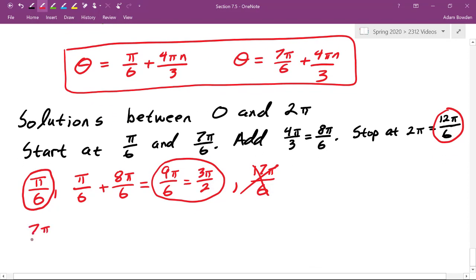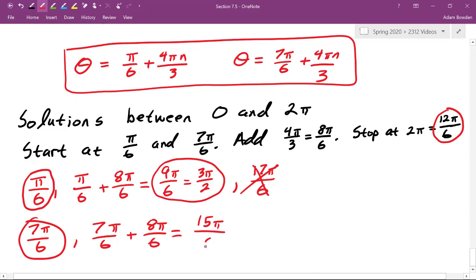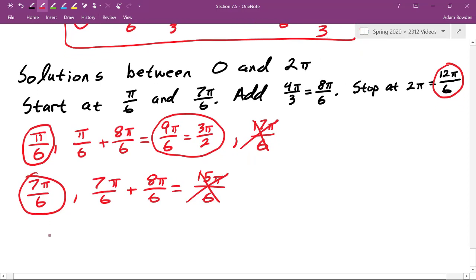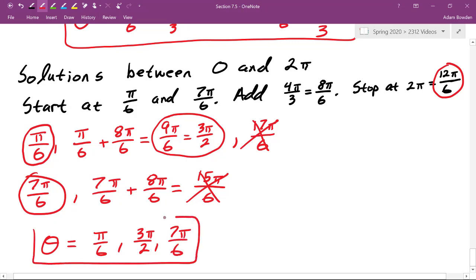If we start with 7 pi over 6, that's our first one, and then we try to add to 7 pi over 6 the 8 pi over 6, we'll immediately go to 15 pi over 6. And that's going beyond the one rotation of 2 pi, so we only have 3 solutions between 0 and 2 pi. Pi over 6, 3 pi over 2, and 7 pi over 6.